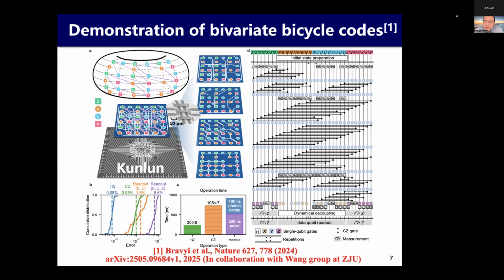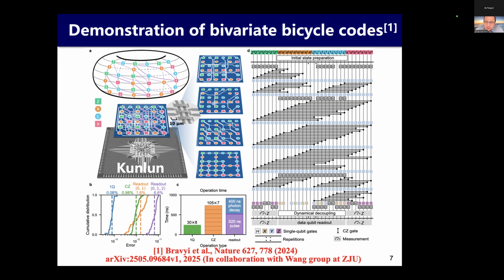However, for the bivariate bicycle code, typically the encoding ratio is much larger than that of the surface code. Typically, it's about 10 times larger. So in our case, we first found another bivariate bicycle code. We found the code is a [[18,4,4]] code. That's what we really showed in our experiment.